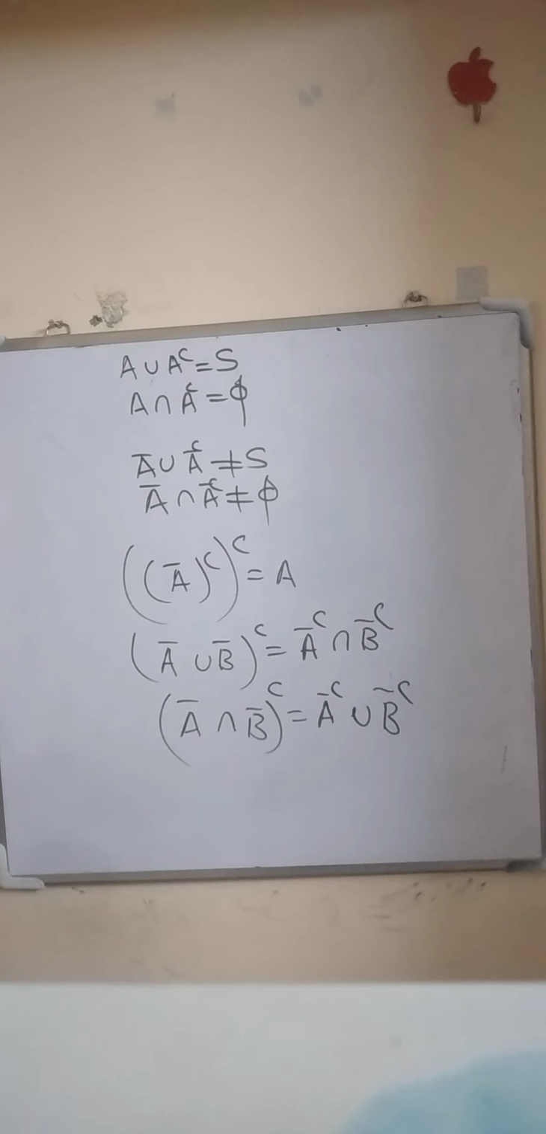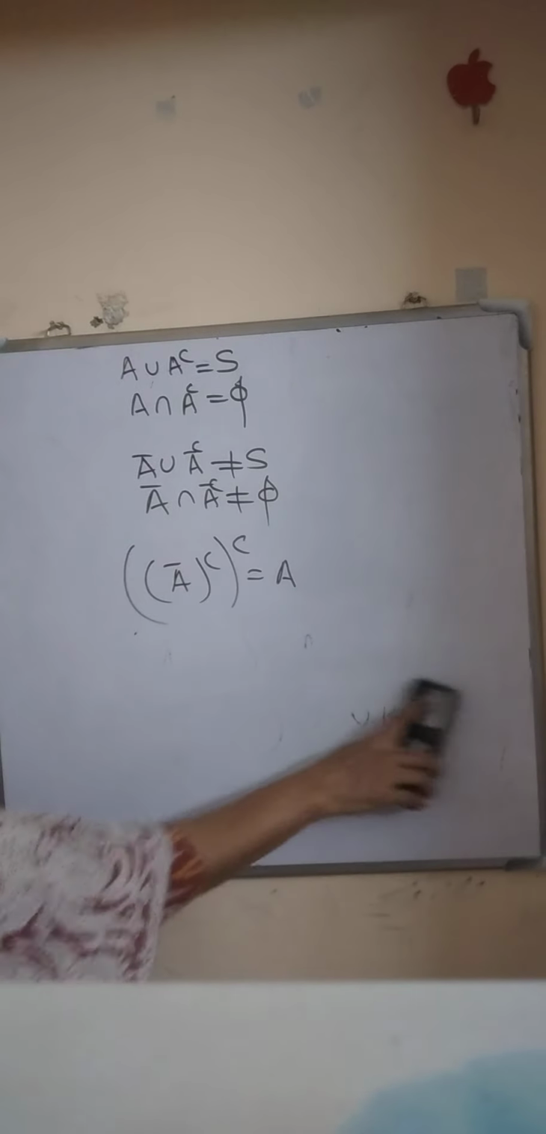In crisp set, we discussed that A union A complement is equal to the total sample space and A intersection A complement is equal to the null set. But in fuzzy set, A bar union A bar complement is not equal to the sample space and A bar intersection A bar complement is not equal to the null set. We can illustrate this result by using an example.